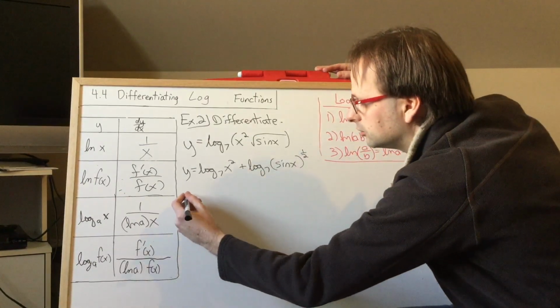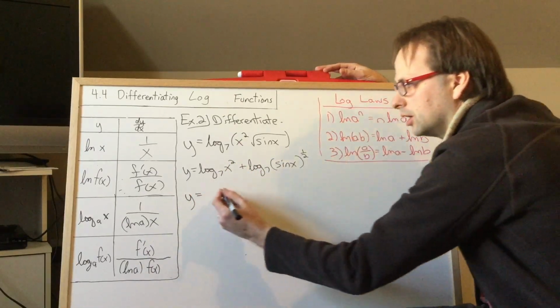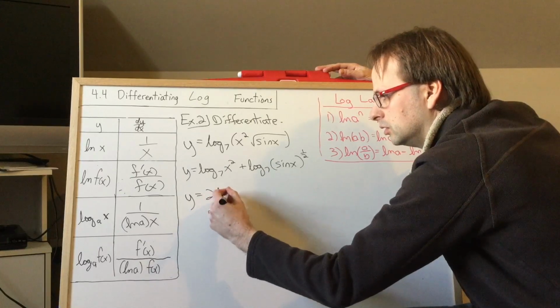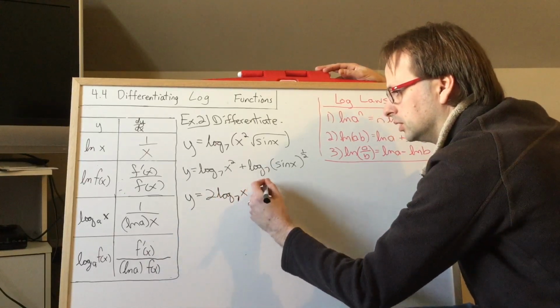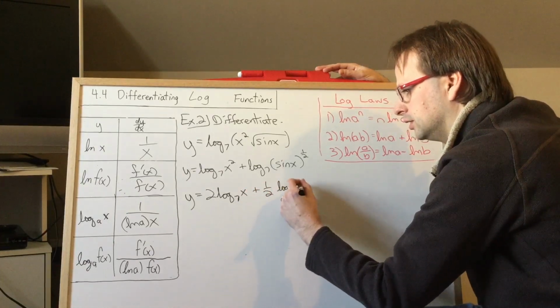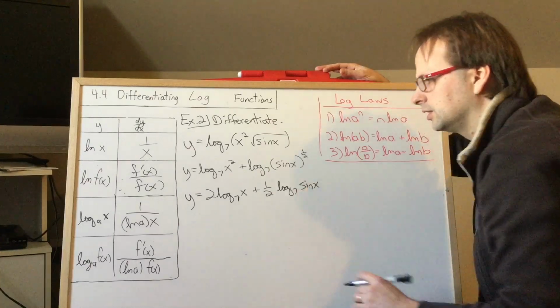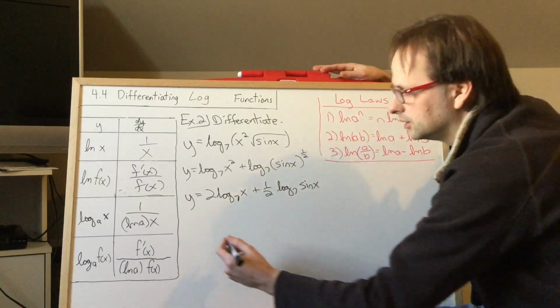So for all these powers, I can pull them down front from that first log law. This turns into 2 log base 7 of x plus 1/2 log base 7 of sine x. Now I'm ready to differentiate easily.